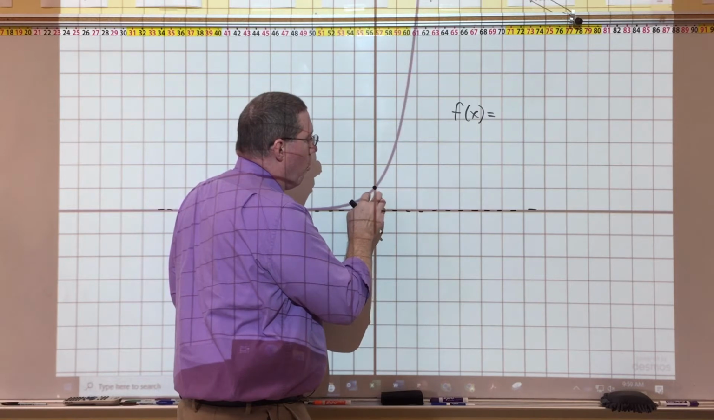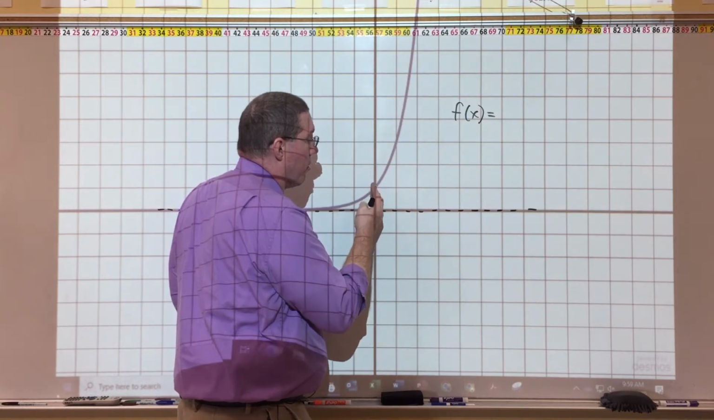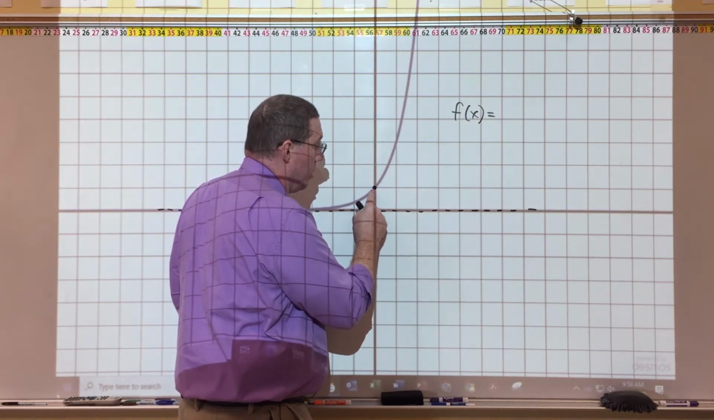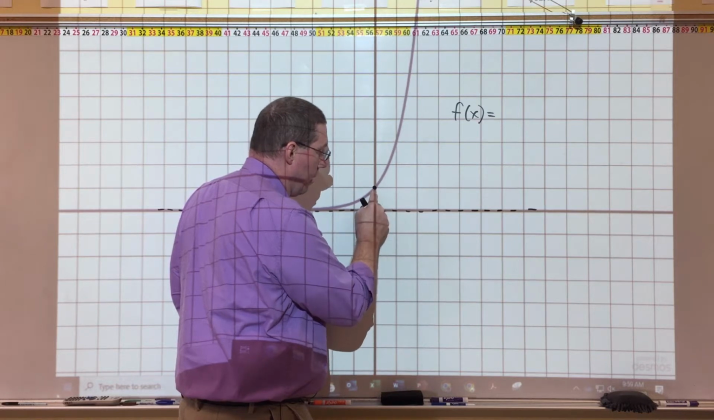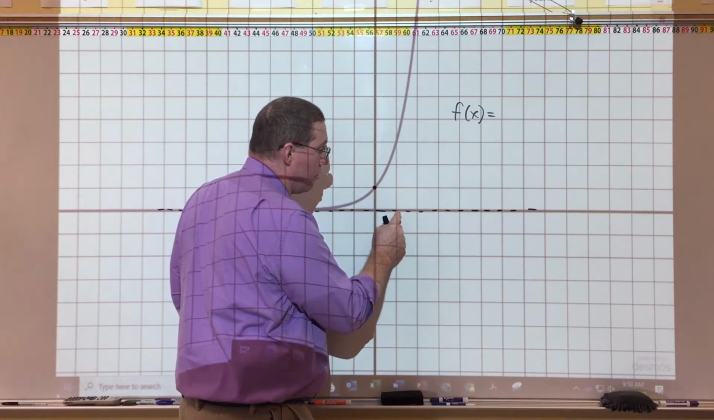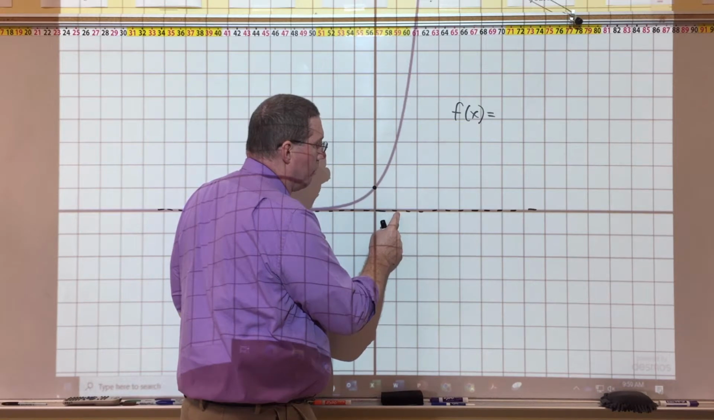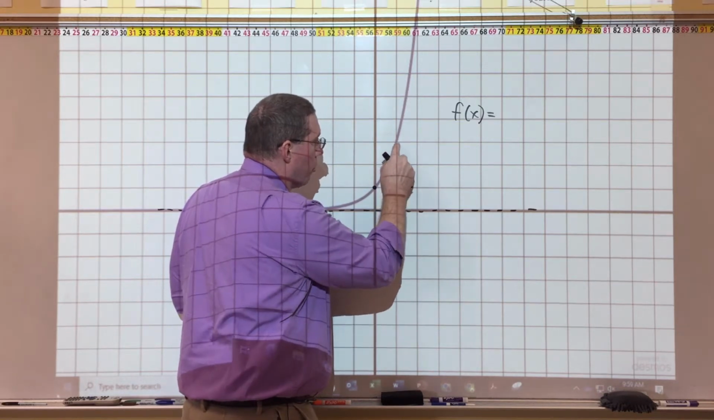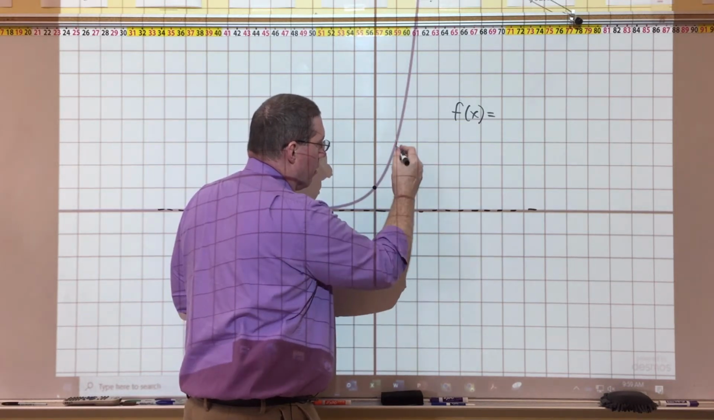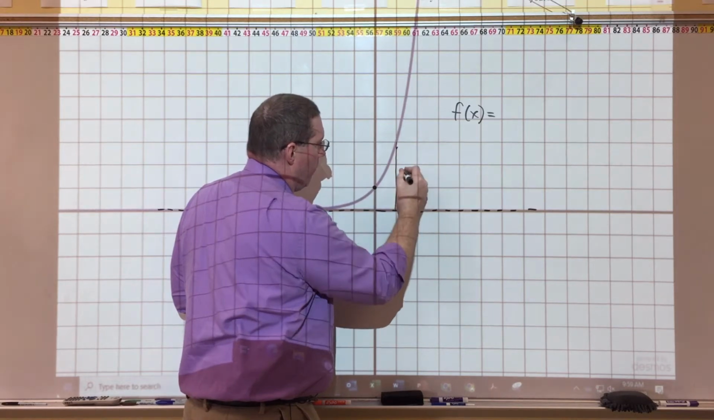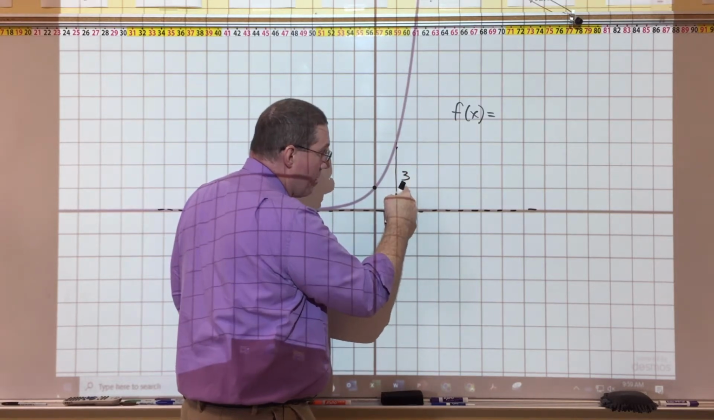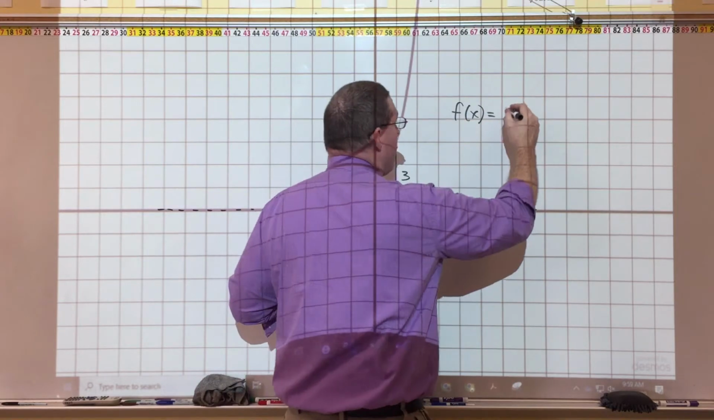And now we need to find out, well, what is the base, right? And remember, we go over 1 unit from here, 1 over, and then from the asymptote, we count up to the curve. 1, 2, 3. And so this distance here is a distance of 3, and therefore the base of this exponential function is 3.